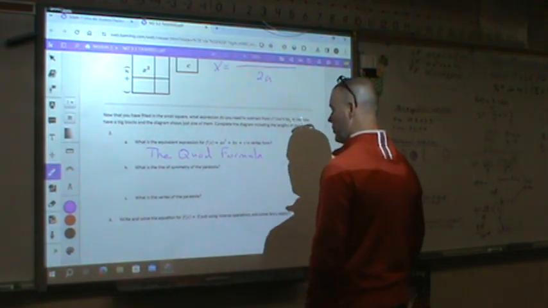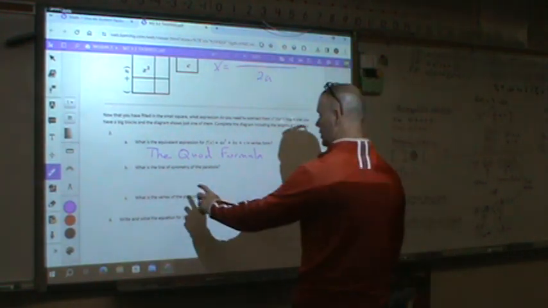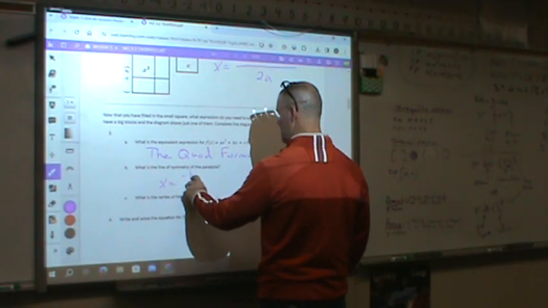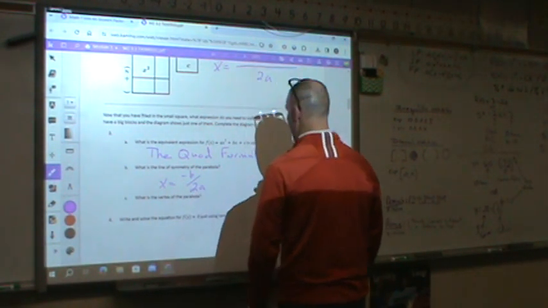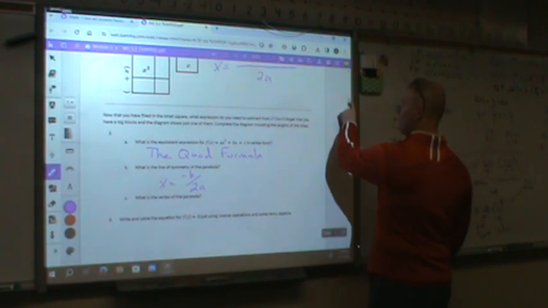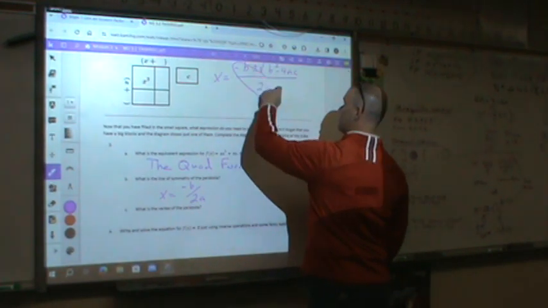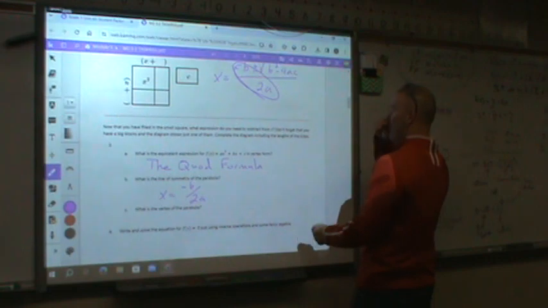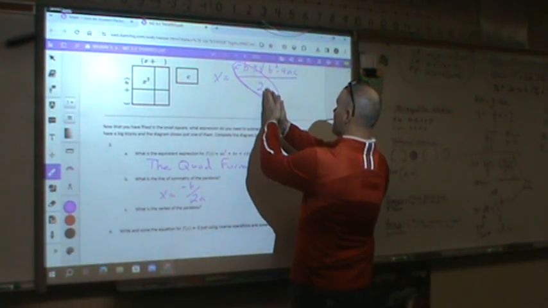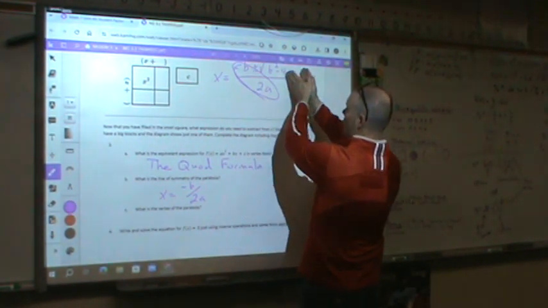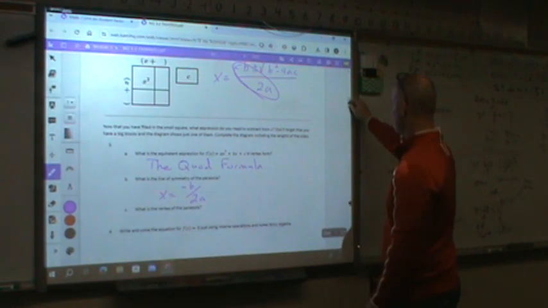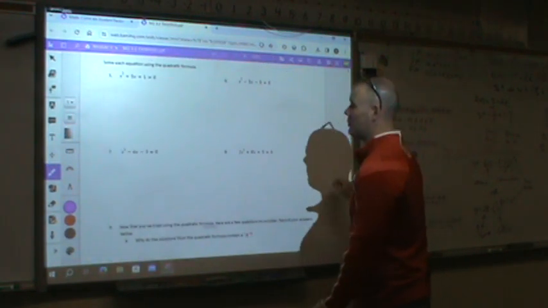That is the equivalent expression. What is the line of symmetry? The line of symmetry is x equals minus b divided by 2a. That is the first portion, or these two pieces right here. Because you have to remember, this 2a is a common denominator for minus b, and it's a common denominator for the radical as well. And then what we did is we went ahead and we practiced a couple of these.